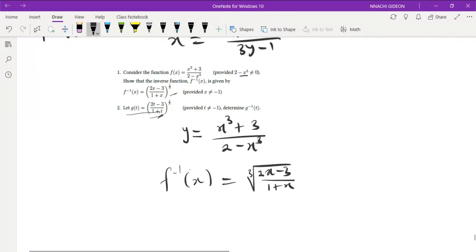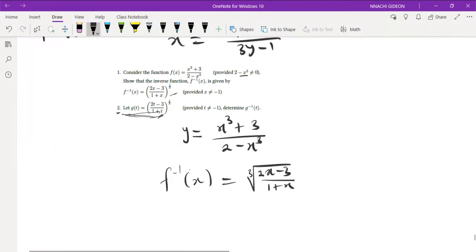My brother, which one did you solve? X cubed plus 3 over... But look at the one, number 2. I say you should solve number 2. Are you looking at my board? Number 1 we have solved. It's number 2 that we are solving.